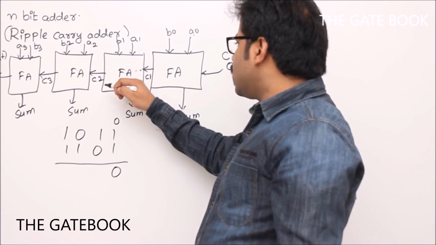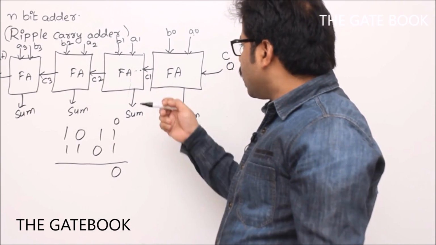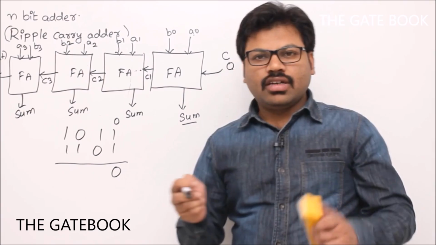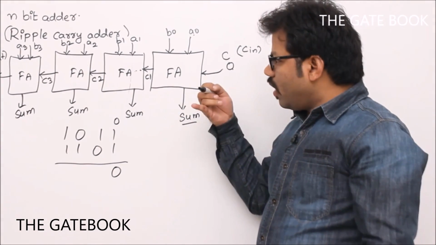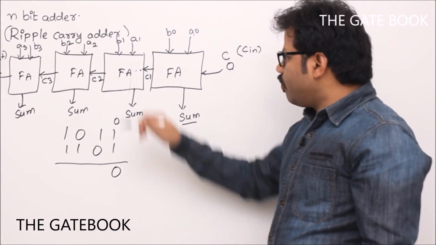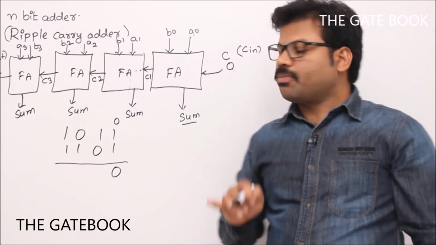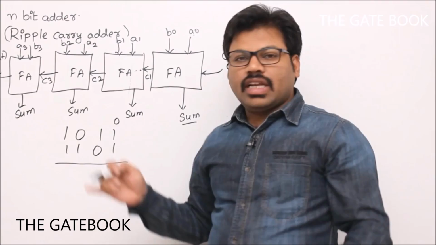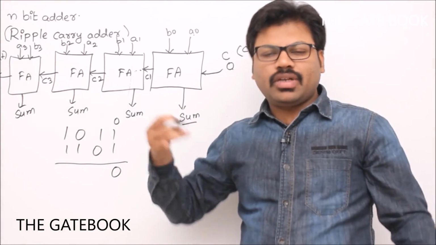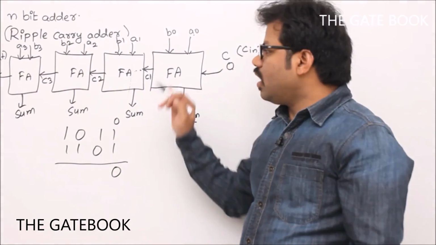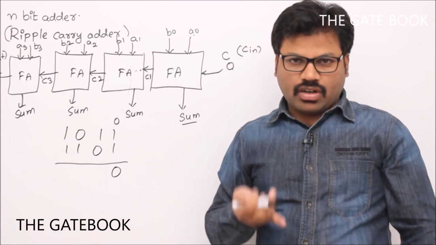When this full adder starts working, one question here, sir. How do you give the signal so that the full adder works only when this carry comes? Not like that. All the full adders, whenever they get signals, will be continuously working. But we take the output only when we want.